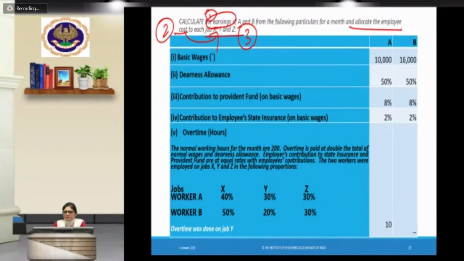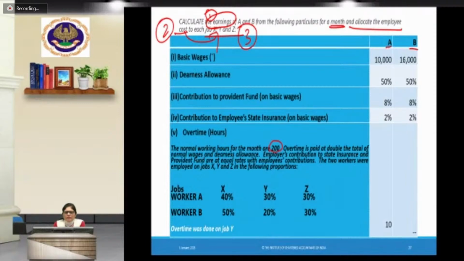So there are 2 employees, A and B. They are getting basic wages of 10,000 and 16,000. It's not written per month, but it is basically for a month only. So we will calculate it for a month only. It's not given annual; it's given from the particulars of a month. The normal working hours of a month are 200. So all the information is given for a month and you have to calculate for a month only.